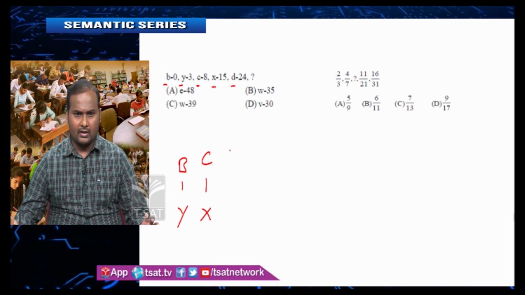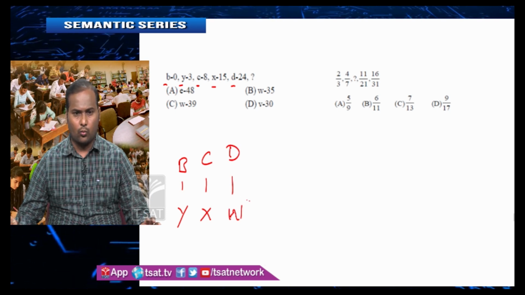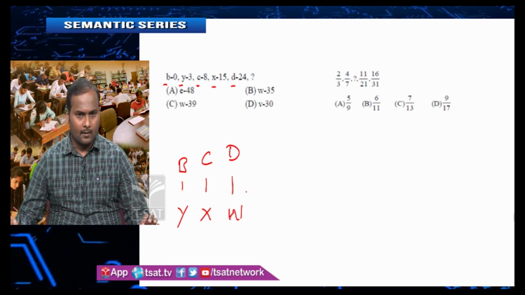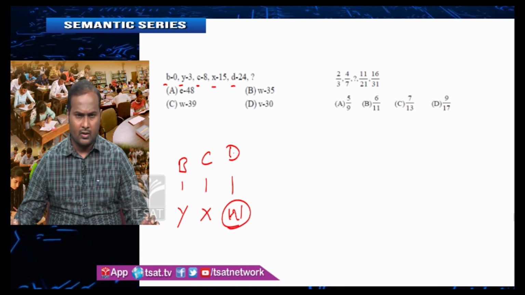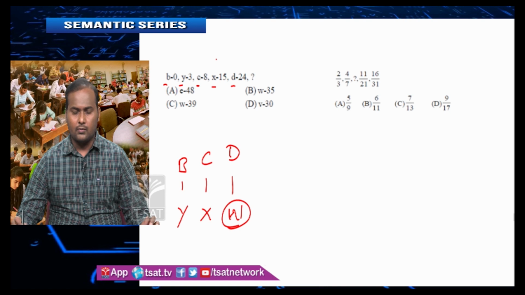Now if you are having D, so D opposite will be W. So you got one particular series regarding alphabets. So that is W, and in the options you have W. Now we will find out with respect to numbers.